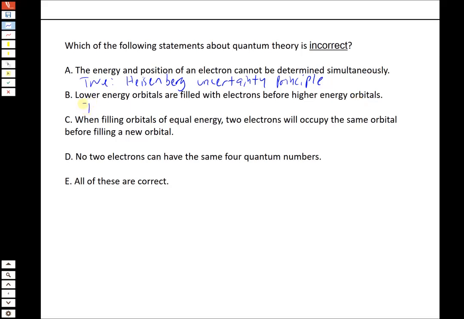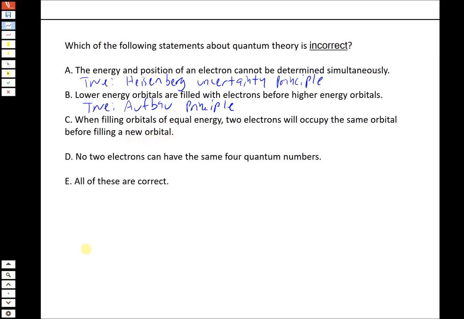So this one is also true. This is a statement of what we call the Aufbau principle. All these statements deal with different concepts in quantum theory. This one is the Aufbau principle, and this is the correct way to state that. Choice C, when filling orbitals of equal energy, 2 electrons will occupy the same orbital before filling a new orbital.